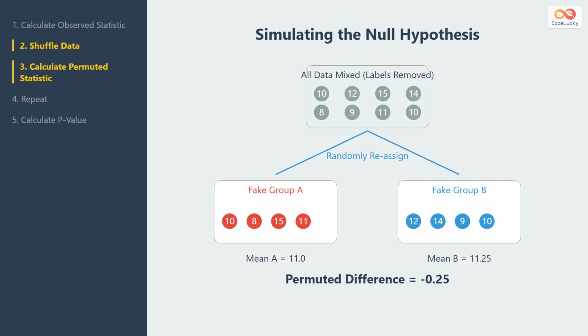Next, we simulate the null hypothesis. We take all the data points, mix them together into one big pool, and remove their original labels. Then, we randomly split them into two new groups of the same size. We calculate the difference in means for these new, fake groups. In this random shuffle, the difference came out to be negative 0.25.